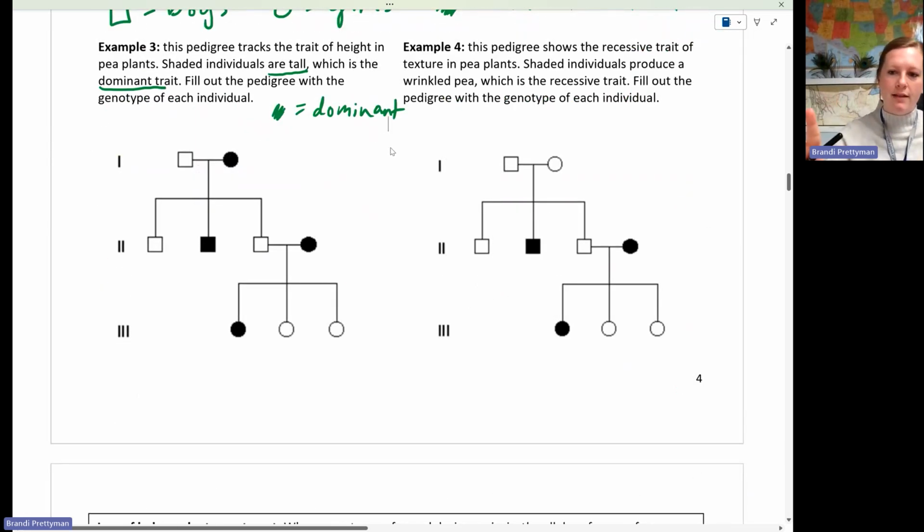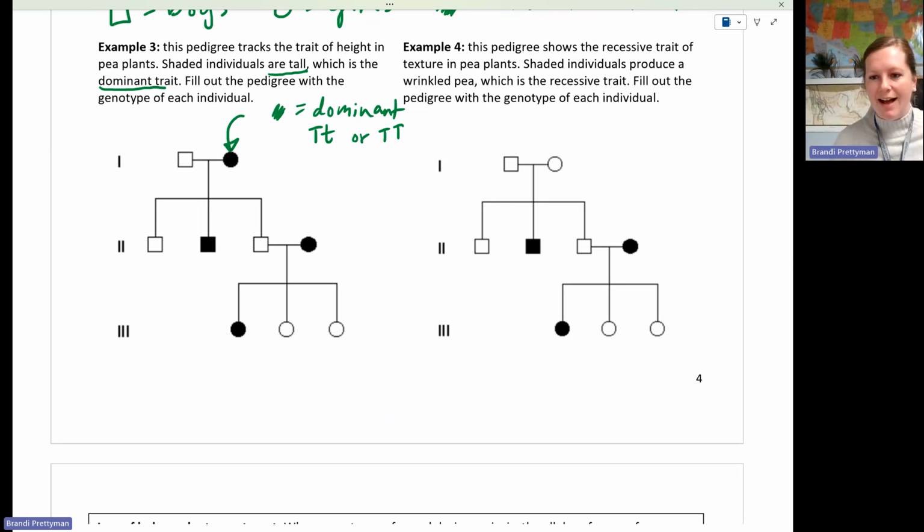There are two different allele combinations you could have to show the dominant trait. You could have capital T, lowercase t, or you could be homozygous dominant, with capital T, capital T. So if I'm trying to figure out the genotype of a shaded individual, it's kind of like a puzzle. I have to use context clues to figure out, is it this one or is it this one?